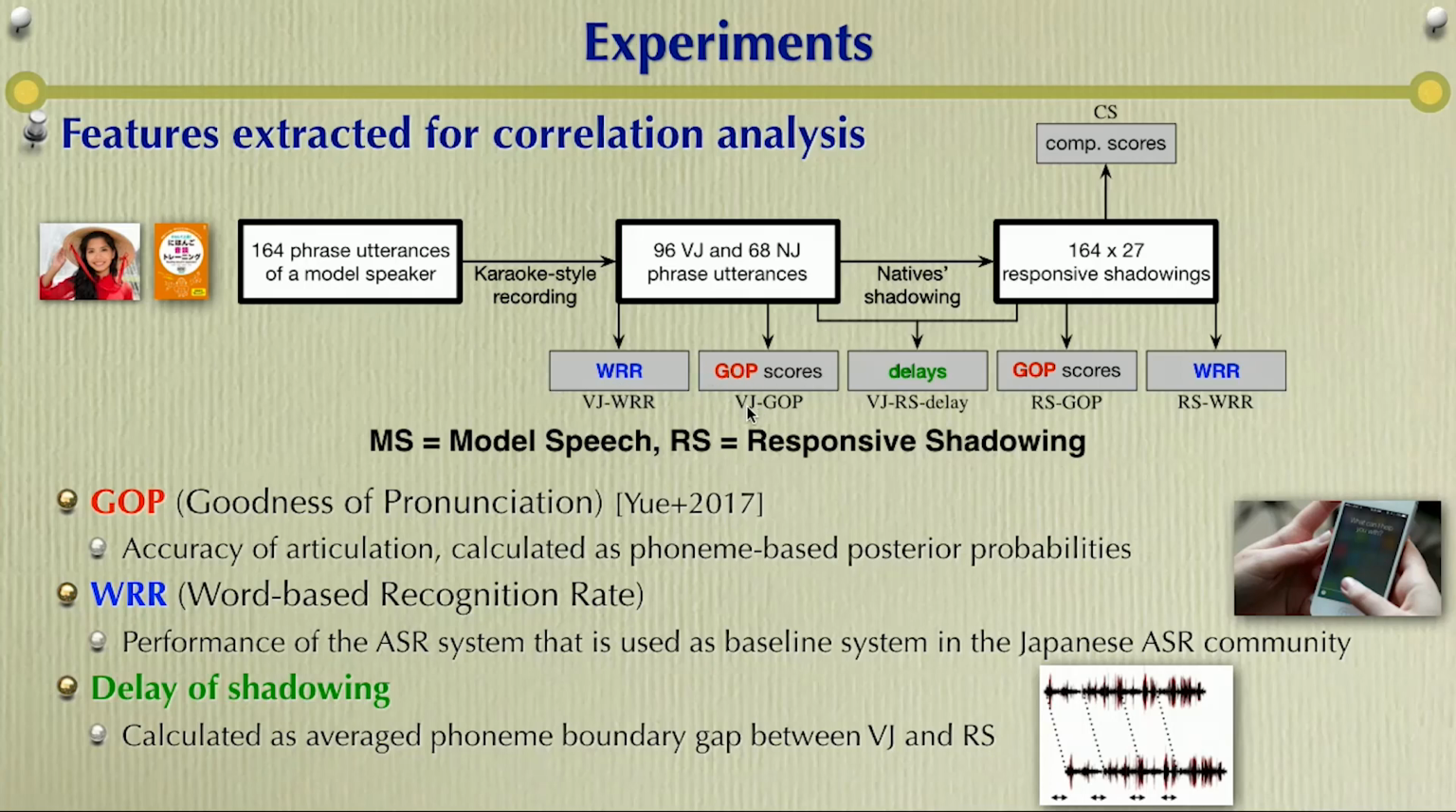So we calculated GOP scores from Vietnamese learners' Japanese. So we calculated word recognition rate by running a Japanese speech recognizer. We calculated word recognition rate of Vietnamese learners' utterances, and GOP from reverse shadowing, and word recognition rate of reverse shadowing. And also we can calculate delay of shadowing. This is Vietnamese learners' Japanese, this is native shadowing. We calculated the delays, and we calculated average delay of shadowing.